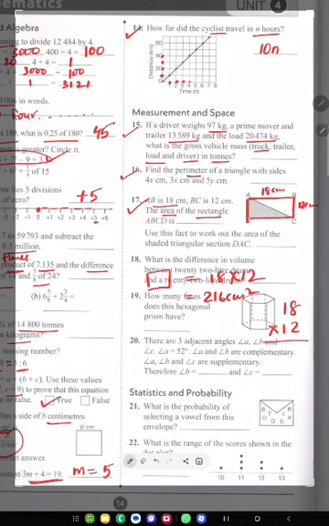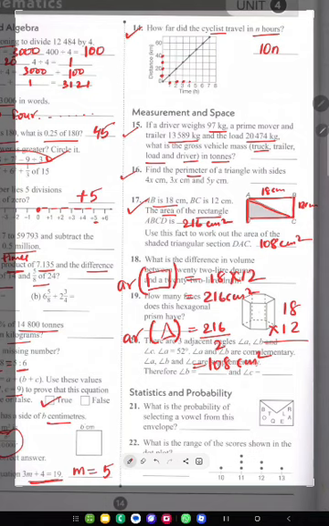Now you can see the area of the triangle is half of the area of the rectangle, so it's 216 divided by 2. This should give you 108 centimeters square. So the area of the rectangle is 216 and the area of the triangle is 108. All good. Let's move on.